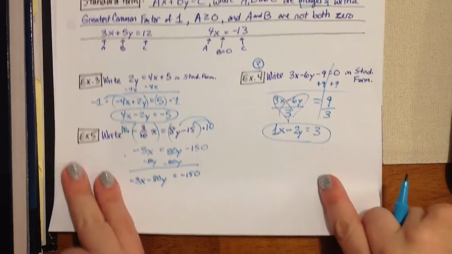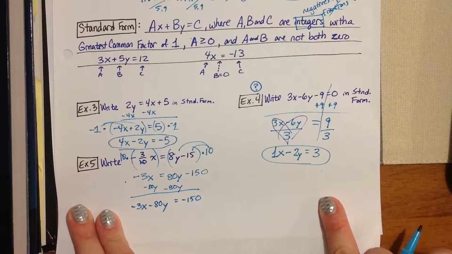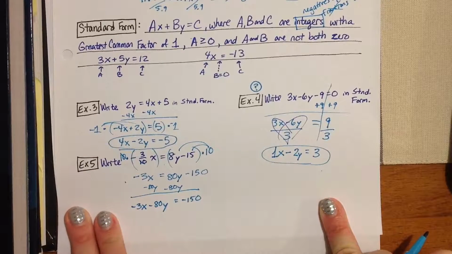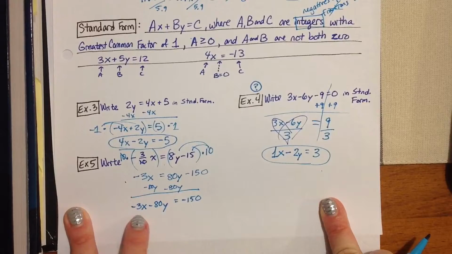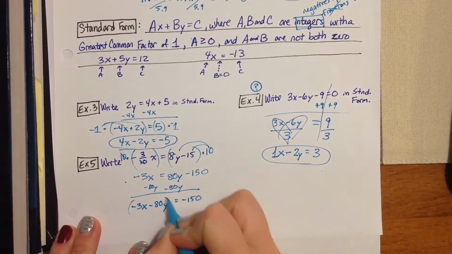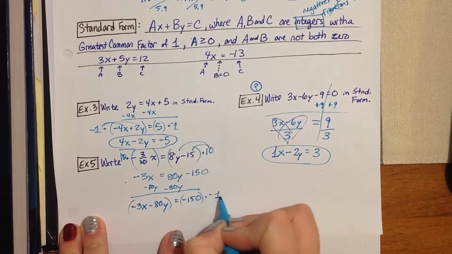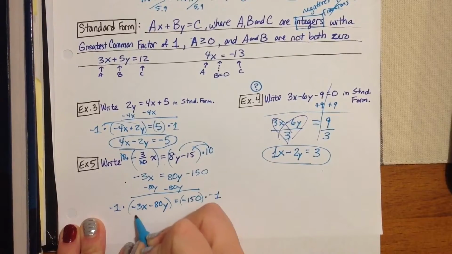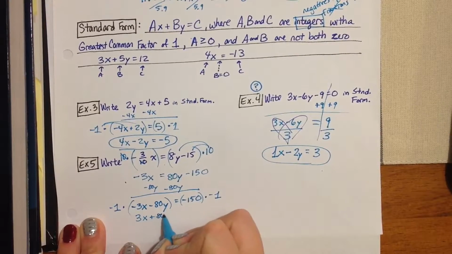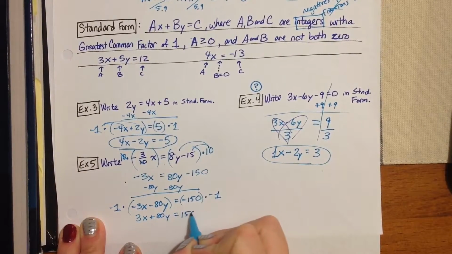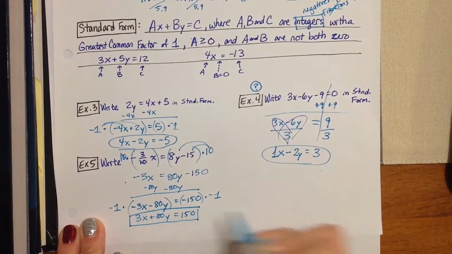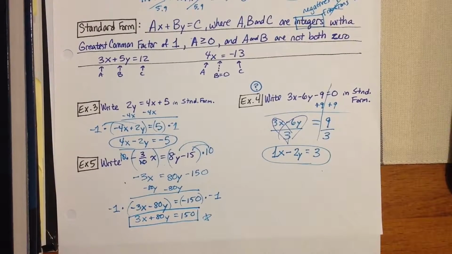That's good. They don't have any common factors other than 1. But a is not greater than 0, so I'm just going to multiply everything by -1. I'm left with 3x plus 80y equals positive 150. Looks good to me. There we go.